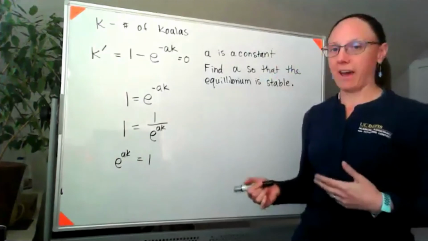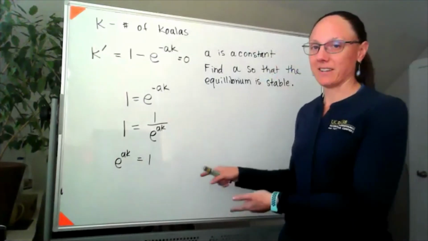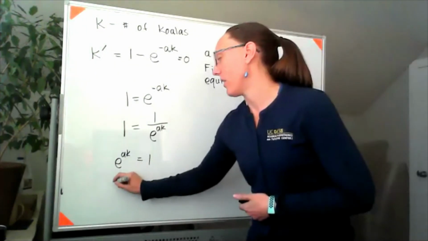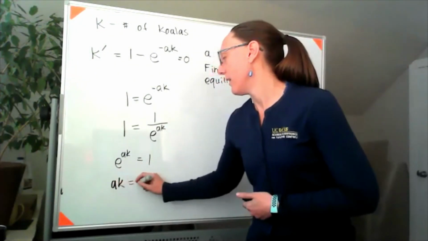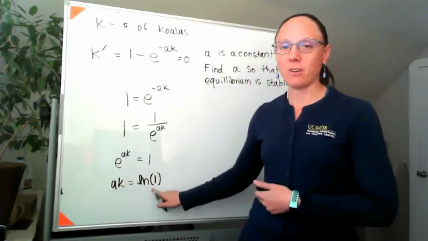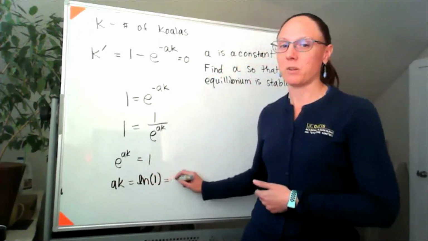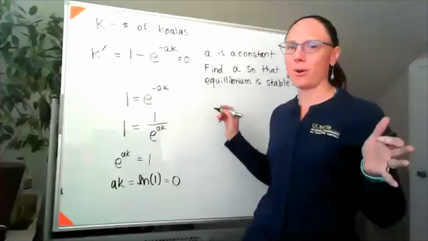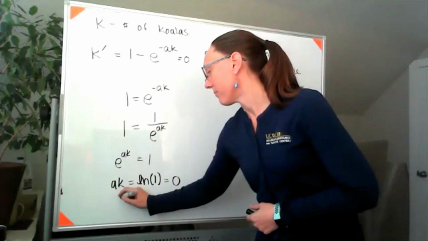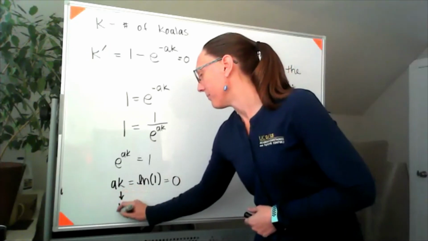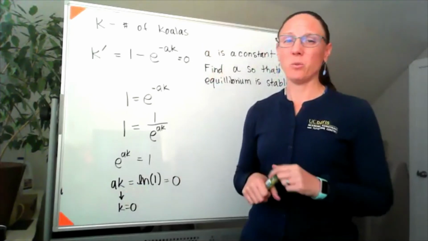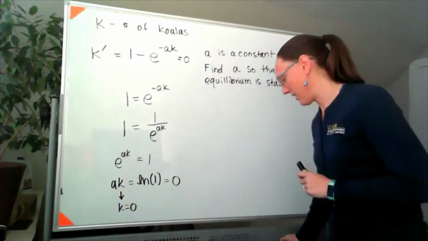Using our pre-calc or 17a skills, I need to take the natural log. If I take the natural log of both sides, I'll end up with ak is equal to natural log of 1. Oh wait, what's the natural log of 1? That's right, I'll pretend everybody's shouted out 0. Well, that means that k equals 0 is the equilibria. I don't want that to be stable then.